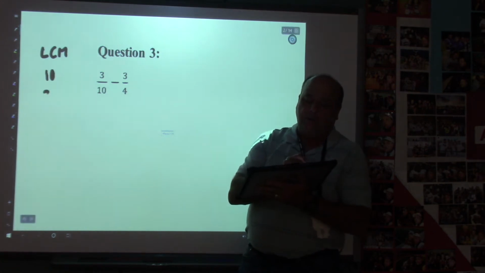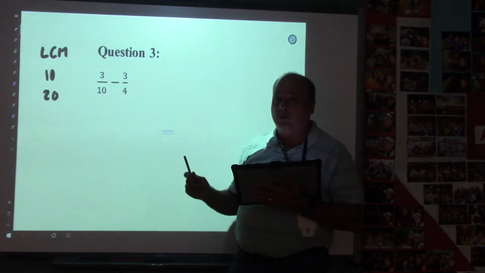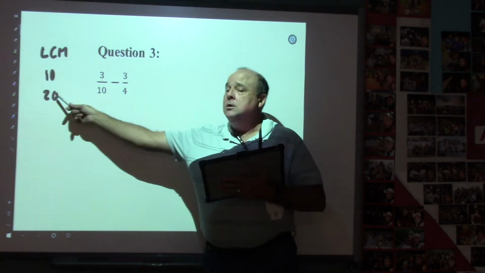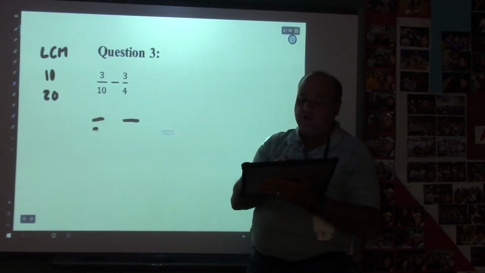So I'm going to put 10 times 2 is 20. I'm going to keep writing multiples of 10 down until 4 goes into it. Will 4 go into 20? Ding, ding, ding, ding. 4 works, right? So my common denominator will be 20. So make 2 fraction bars, put 20 and 20.